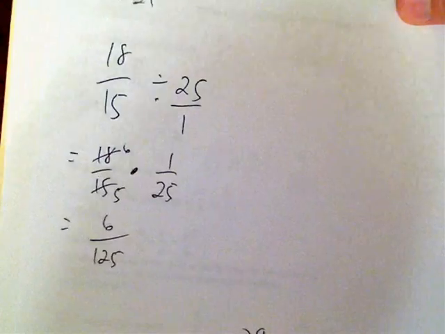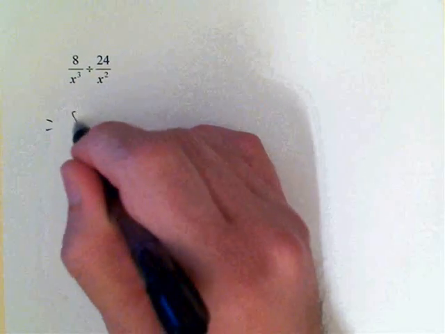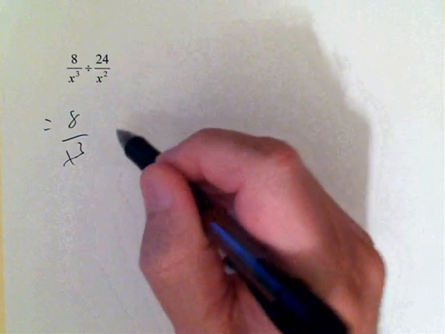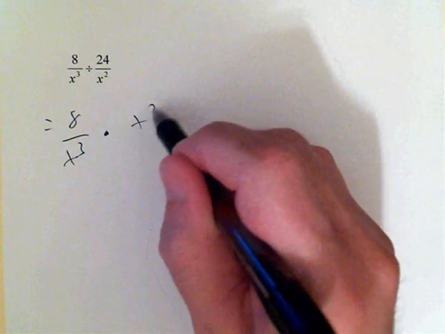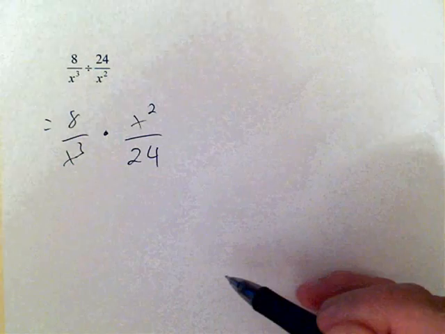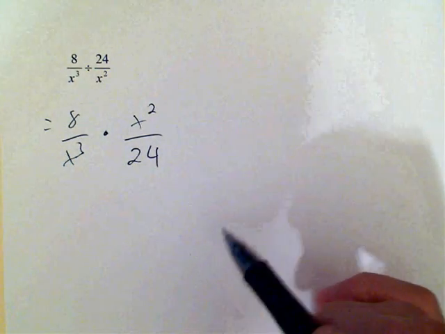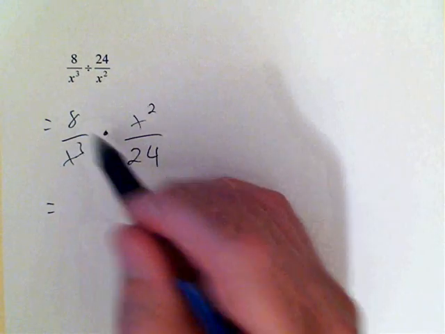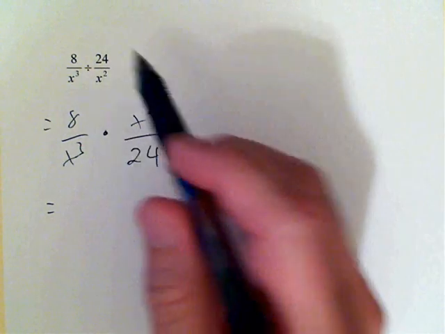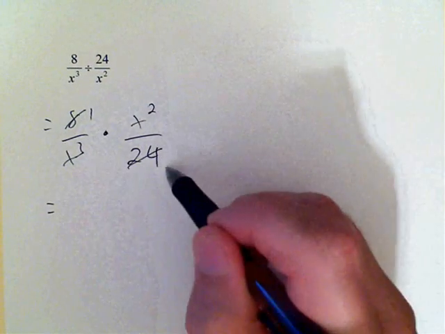Let's do one more example, one that has letters and numbers in it. Letters and variables. I like to say letters just so you're more comfortable with dealing with letters or variables. Once again, keep, change, flip. Now I'm going to do this a quick way, just so you'll know that it's not near as bad as it may appear. 8 and 24 reduces. 8 goes in both of them. 8 goes in 8 once. 8 goes in 24 3 times.